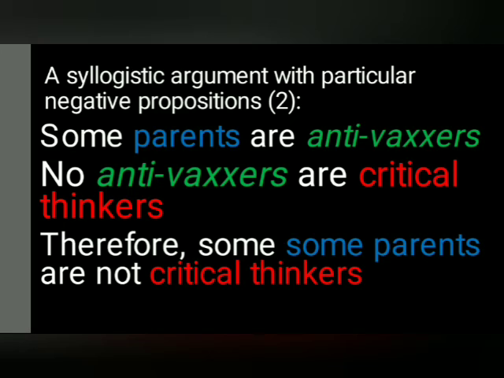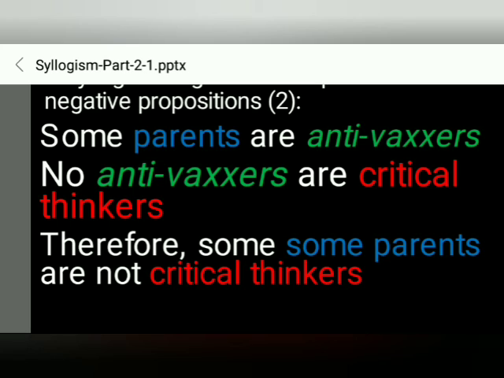Now, here's an example of a syllogistic argument with particular negative propositions. Let's analyze this. Some parents are anti-vaxxers. Anti-vaxxers pertain to those who oppose vaccines. Yeah, that scientifically proven thing, that thing that we use to save lives. So anti-vaxxers are not smart to begin with.